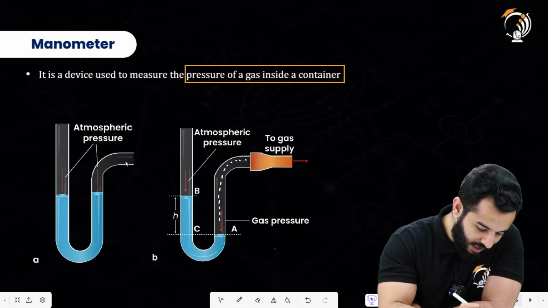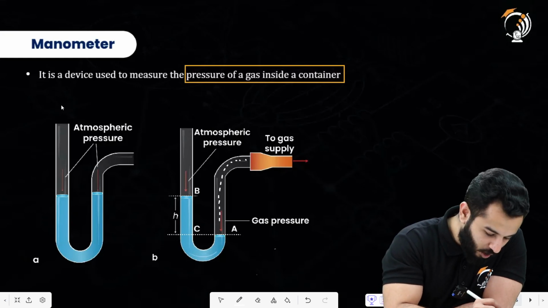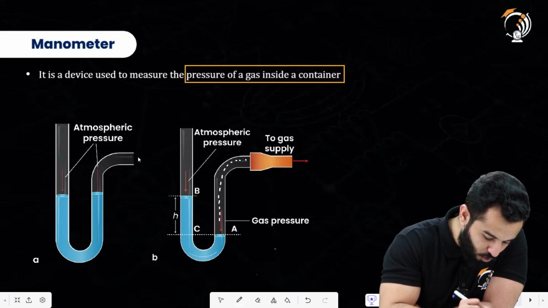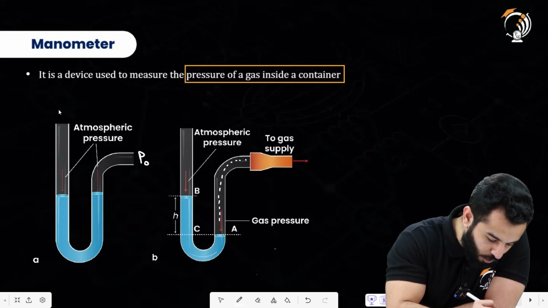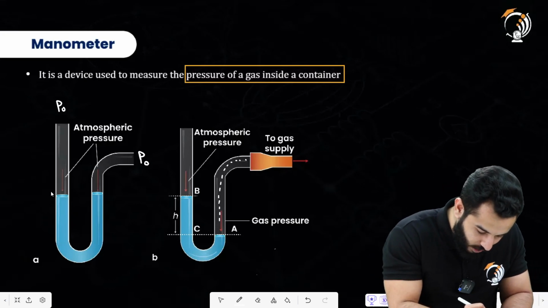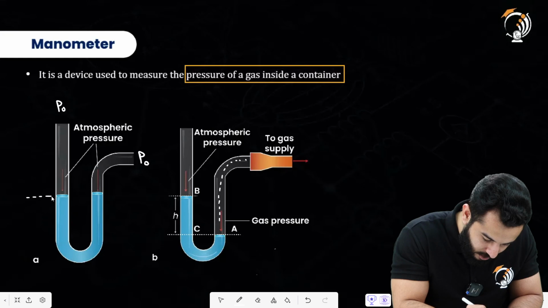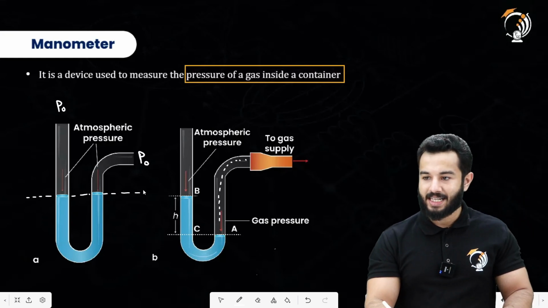For the first part of the diagram, we have an open end over here. So this is also an open end, this is also an open end. So over here we have atmospheric pressure P naught, over here we have atmospheric pressure P naught. So that's why these two are at equal levels, exactly at equal level.